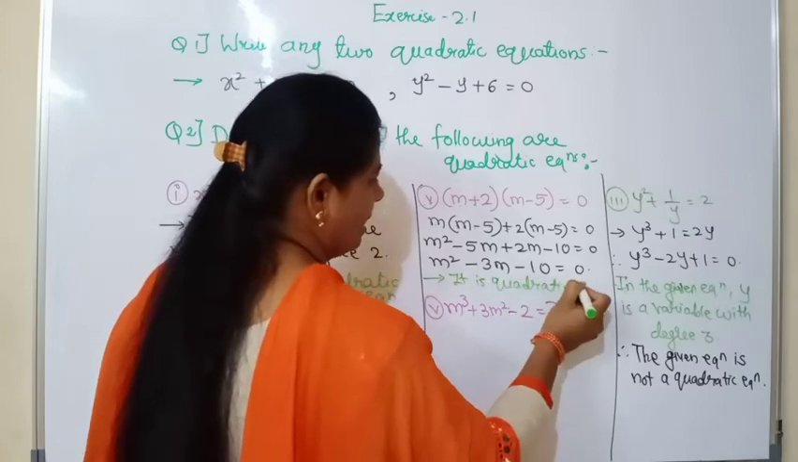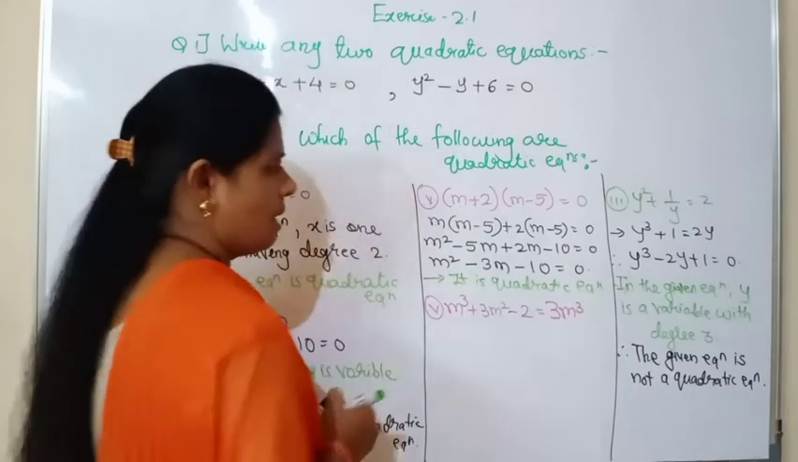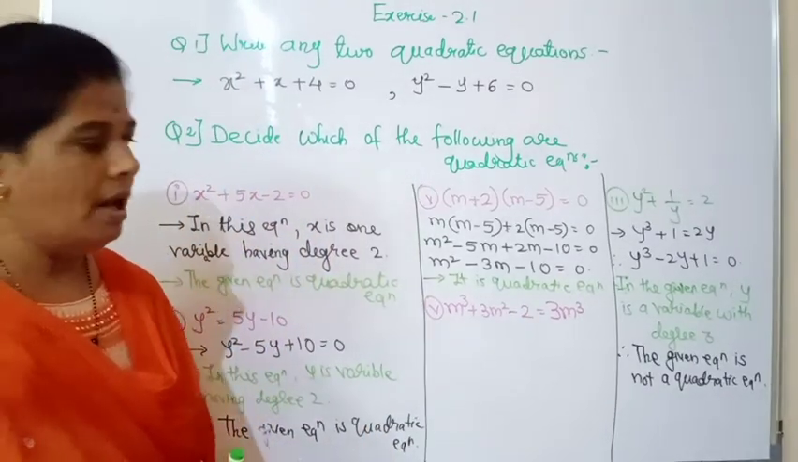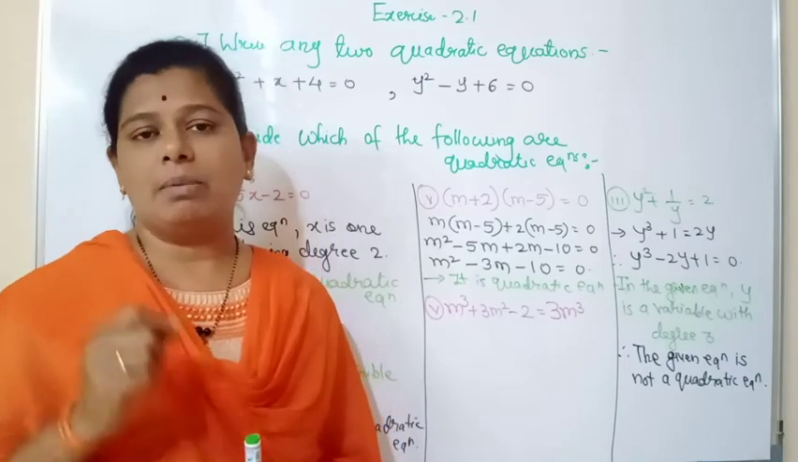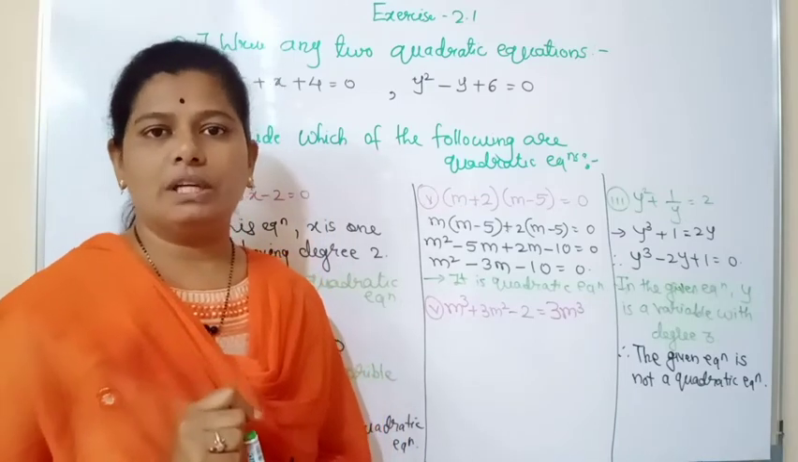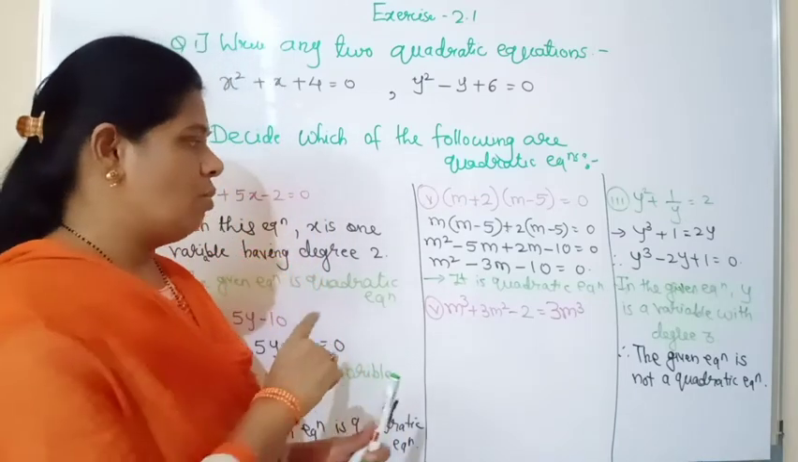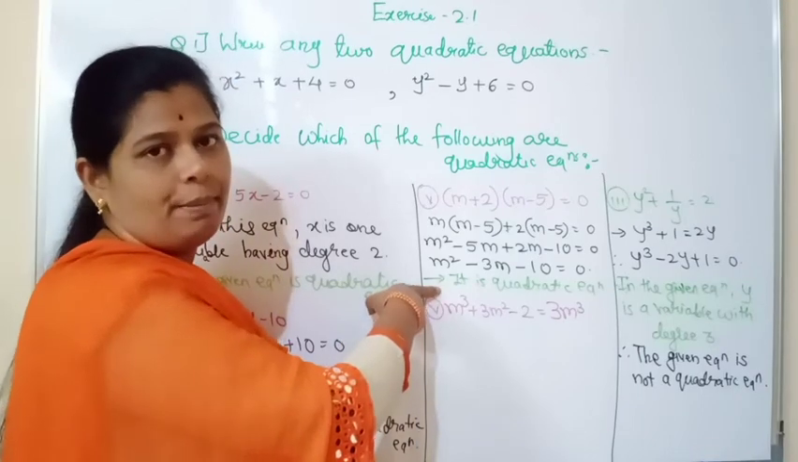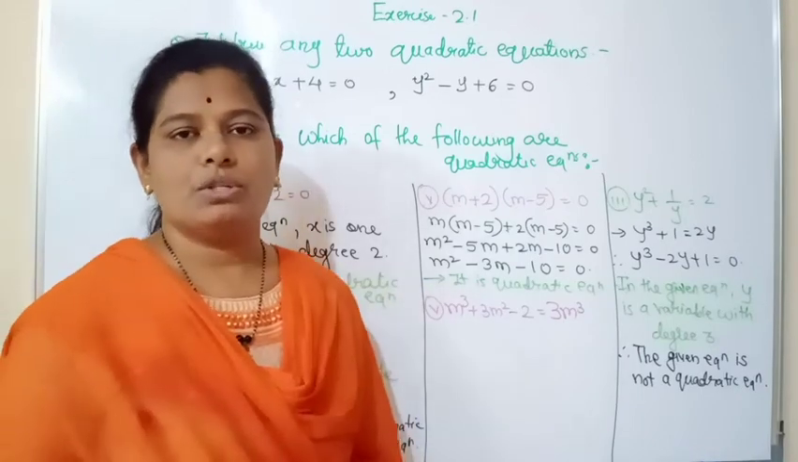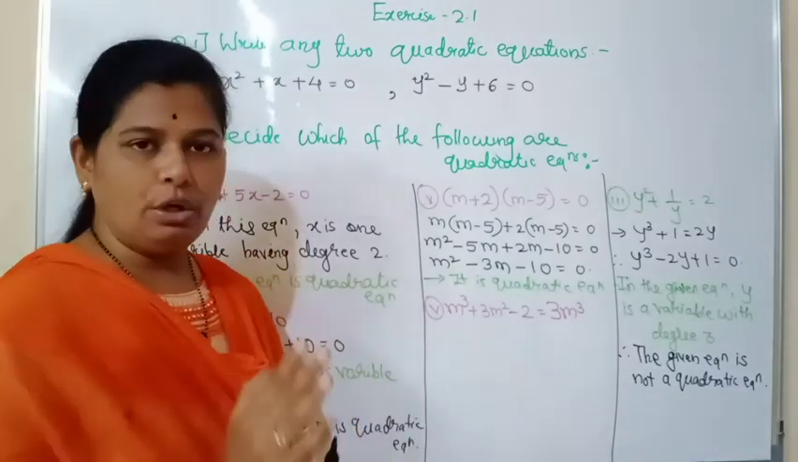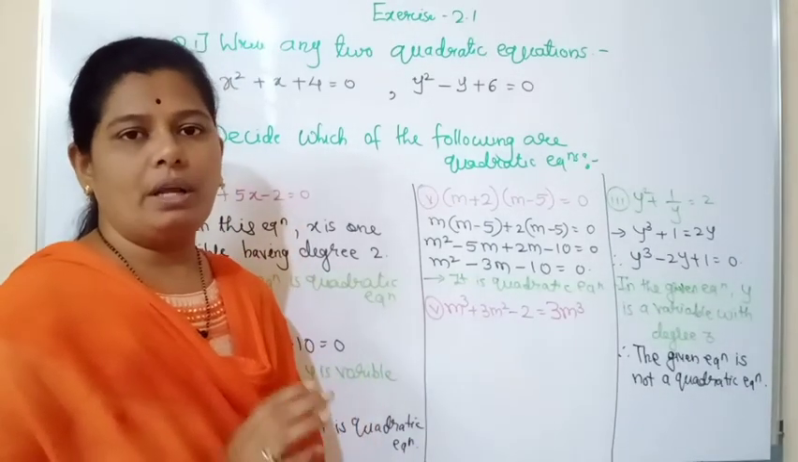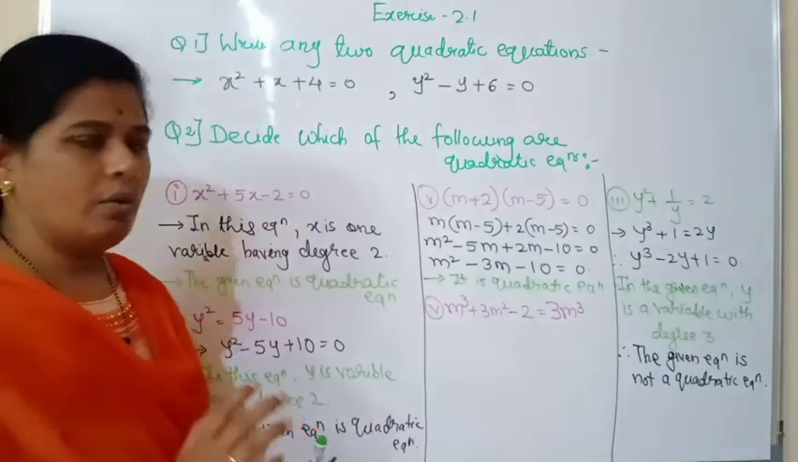Okay, so you can write the statement. Now for this example I have not written the statement, that there is a variable m with degree 2, but you have to write this statement every time, then only you will get the full marks. Okay, so what statement you will write for this example? That is, in this equation there is a variable m with degree 2, and so it is a quadratic equation. Okay, now got it all of you?